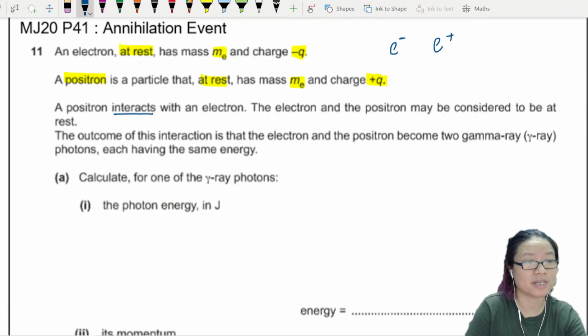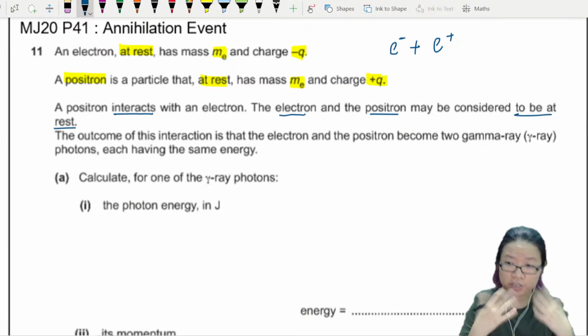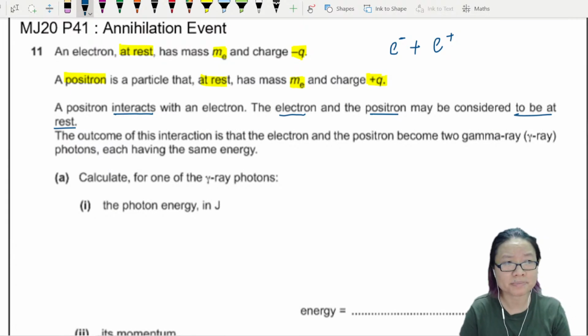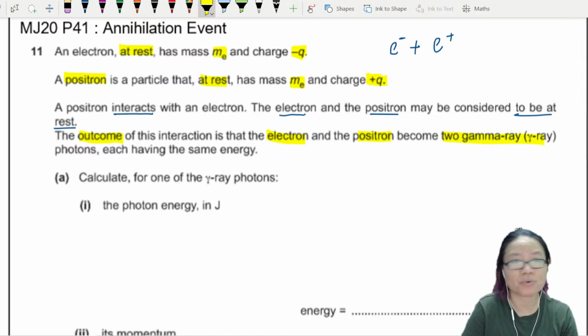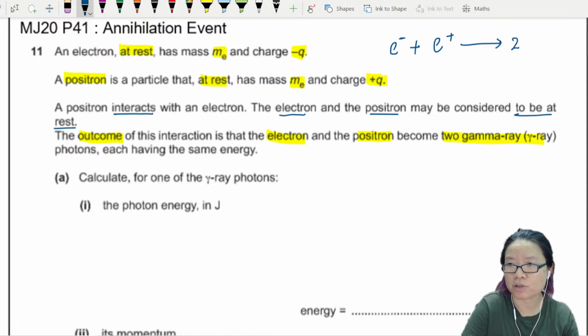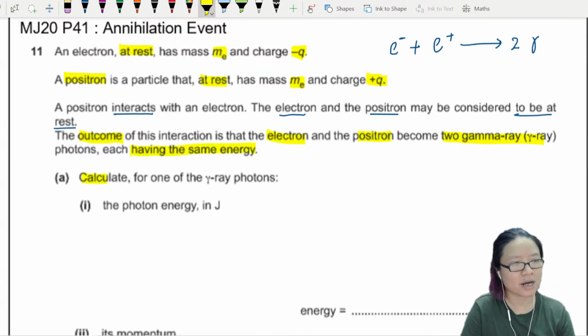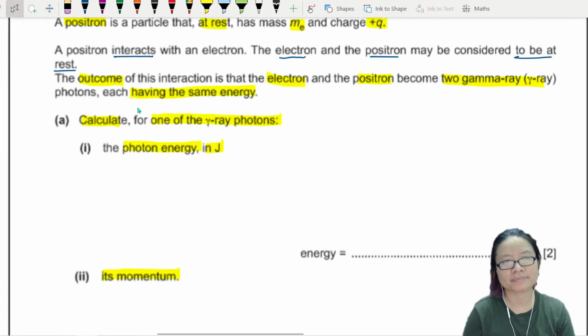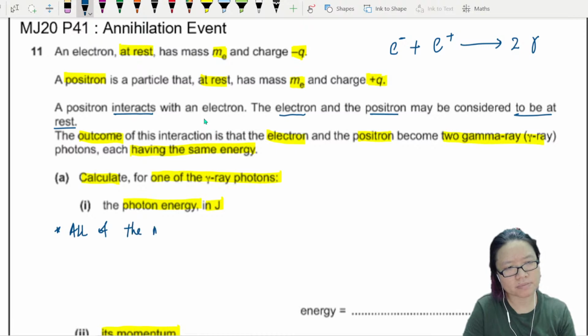The positron interacts with the electron. Interact, I write a plus here. Electron and positron may be considered to be at rest. So before the interaction happened, we can consider that they don't have any momentum because they are not moving. The outcome of this interaction is that the electron and the positron become 2 gamma rays. If they say 2 gamma rays, I'm going to oblige them and write 2 gamma. Each having the same energy, so identical gamma rays. Calculate for one of the gamma ray photons the photon energy in joules, and later on, the momentum. So the main idea we had was that all of the mass of the electron and positron is converted to photon energy.